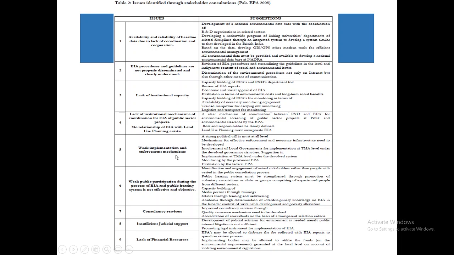Then weak implementation and enforcement mechanism, weak public participation and consultancy services problem, insufficient judicial support, lack of financial resources. All these are the issues which are faced, and these are the suggestions for how we can deal with them. Please go through all these data, and hopefully it will be very informative, and it will facilitate the proper execution of EIA and achieving the true objectives of this EIA conduction.